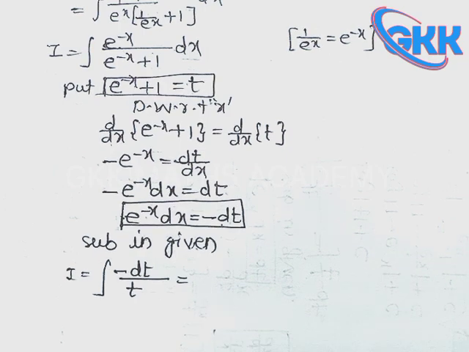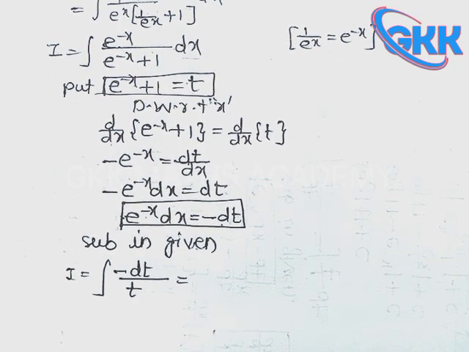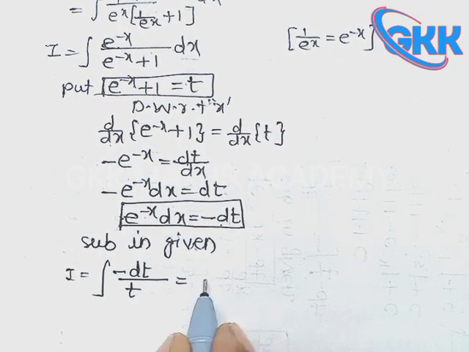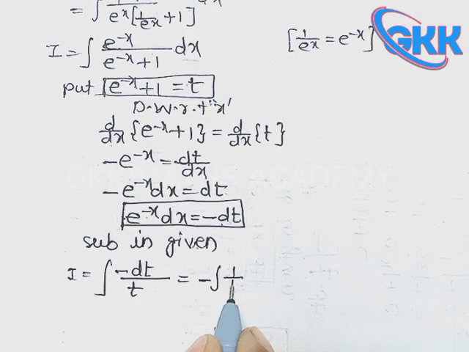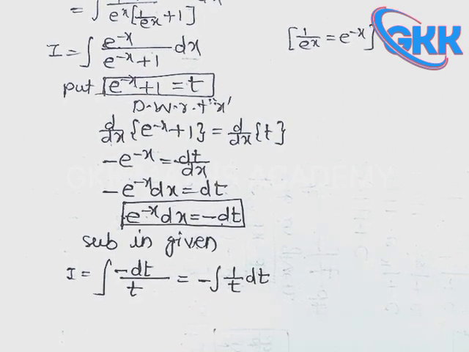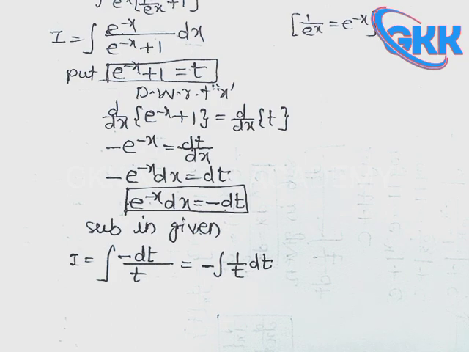But what is the difference between there? There plus minus is there, we got plus. Here plus is there, minus we got it. Minus outside, 1 upon t dt. What is the t value? e power minus x plus 1. So substitute.